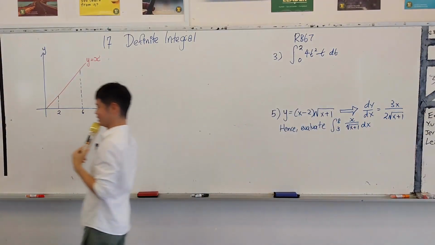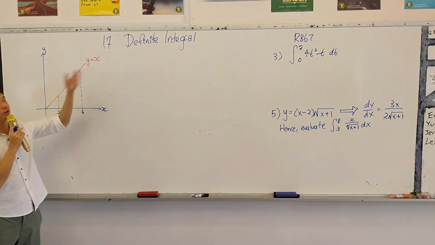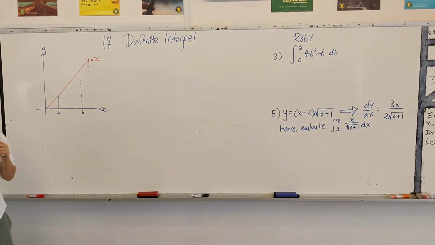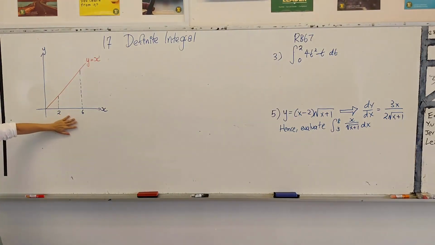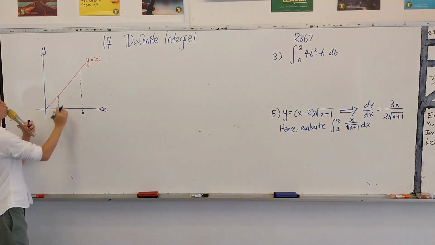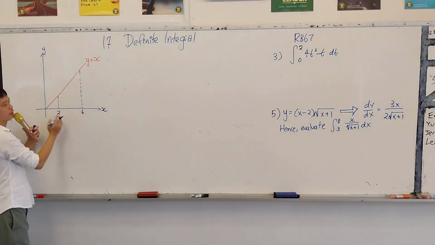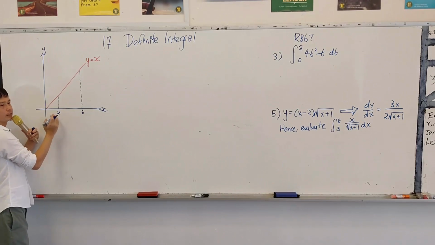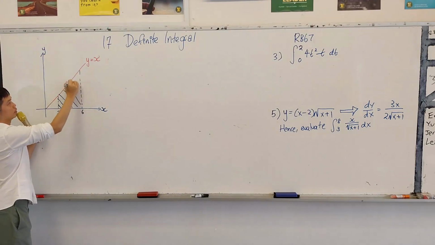Okay, today we're going to start on the new chapter, chapter 17, on the topic of definite integral. Later we will explain why it is definite. In order to understand that, let's first find the area of this shape here. We have a line y equals x, and we will be finding the area of the shape bounded by x equals 2 to x equals 6. So this is the shape that we are finding the area.